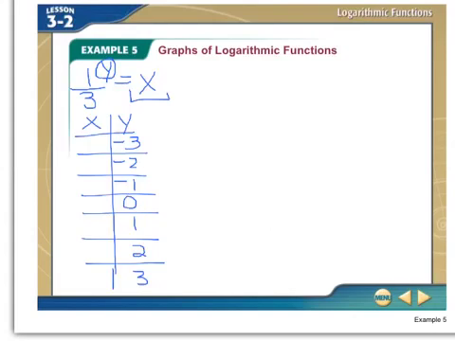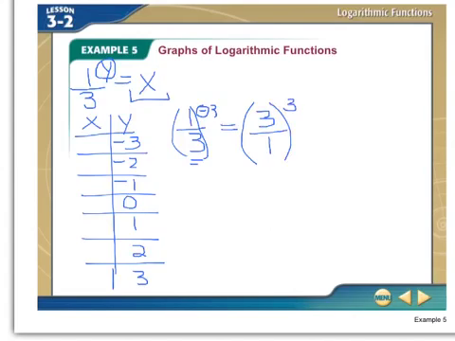If I input -3 for y, I get 1/3 raised to the -3 power. Anytime we have a negative exponent, we take the reciprocal of our base, so 3 over 1, and then we raise that number to the positive exponent. The negative takes the reciprocal of our base, and then we raise that to the positive exponent of 3, so we get 27.